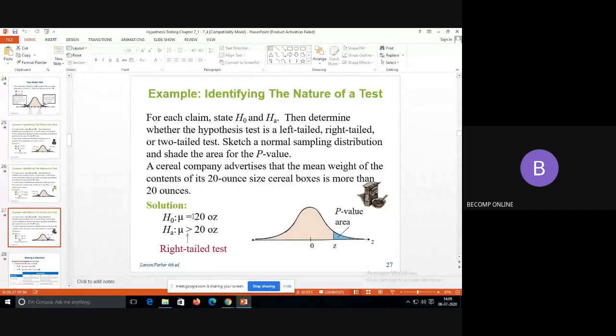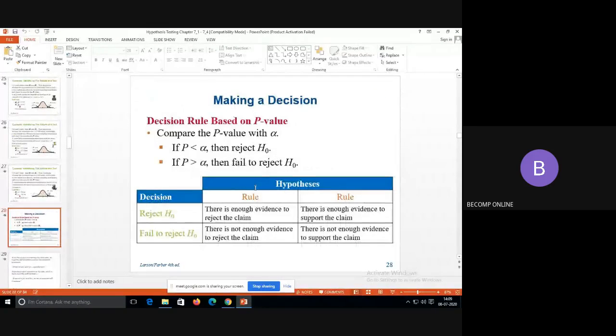Always remember the null hypothesis comes with the equality symbol. An alternative hypothesis can come with the less than symbol, greater than symbol, or not equal to symbol. If it comes with the greater than symbol, then that test is referred to as the right-tailed test, because the p-value area appears on the right side of your bell shape, or the normal distribution shape at the right-hand side. That's why this test is referred to as the right-tailed test. So these are the three examples for the nature of the test that we have.